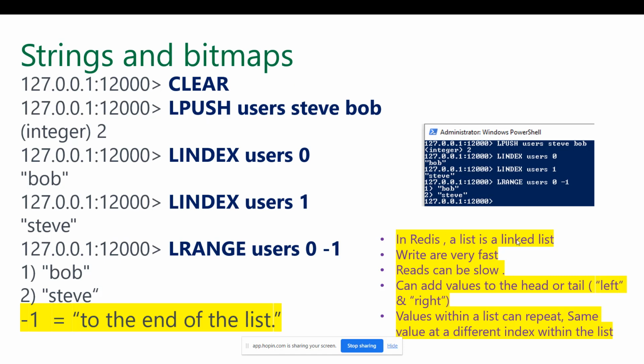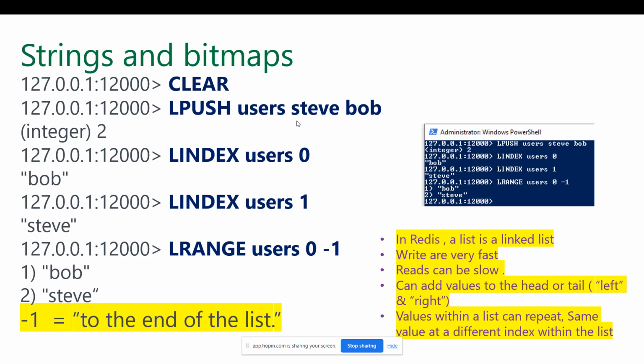In Redis there is a list. A list is a linked list. The write is very fast, but read can be very slow. So you can add a value at the tail, the left, and the right. A list can have the same value repeated at different indexes.